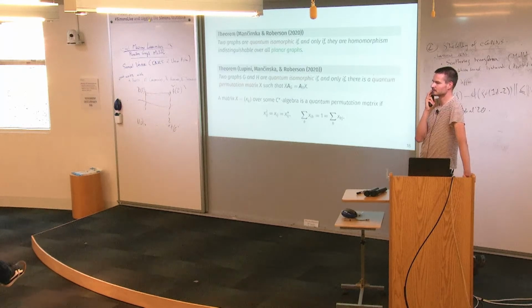And for two graphs to be quantum isomorphic, you only need the existence of some C-star algebra and matrices X in that algebra. So that makes the problem undecidable, intuitively.